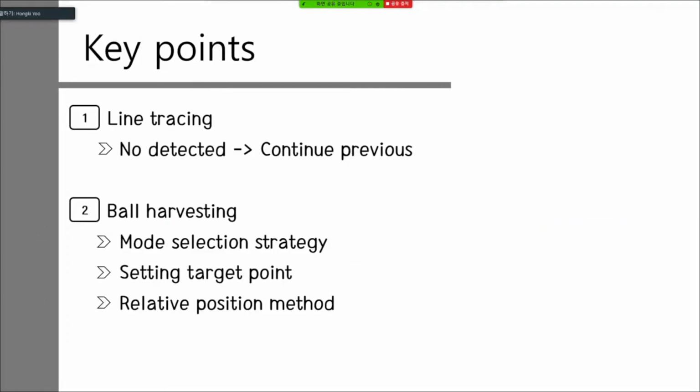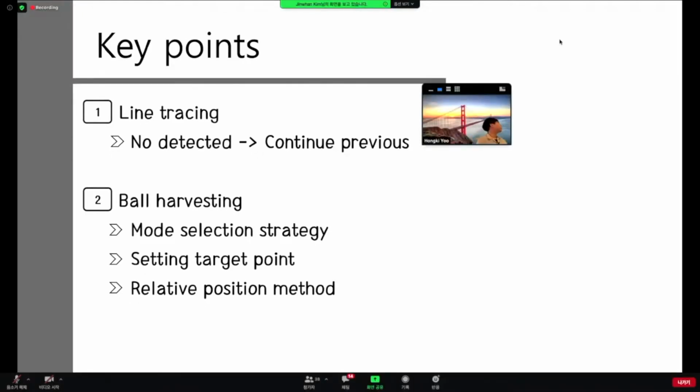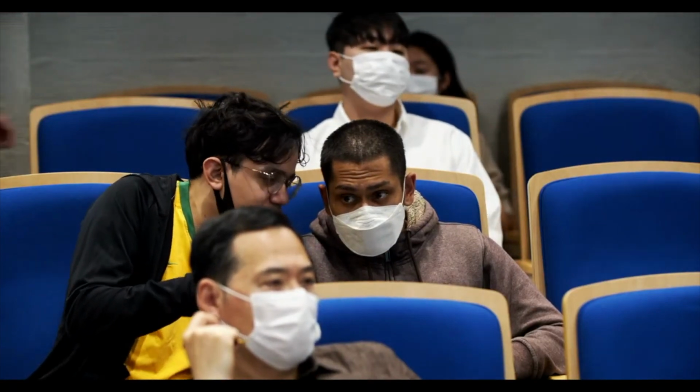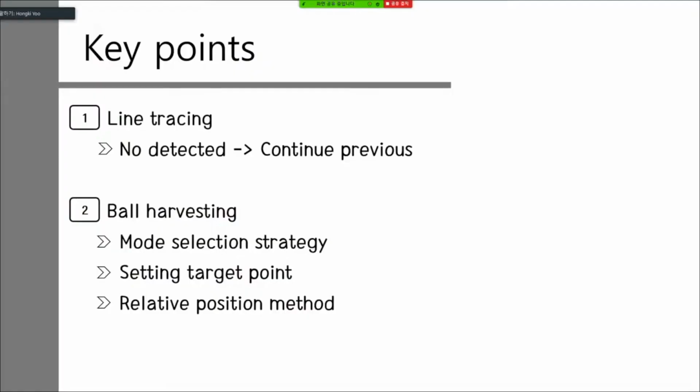So let's wrap up the algorithm part with these 3 key points. For line tracing, we use that way to make the robot move for any cases. And for ball harvesting, we use mode selection strategy for efficient action handling. And we use target point method so that robot can possess the ball for any cases. And we use the relative position method to solve the problem of ICP.